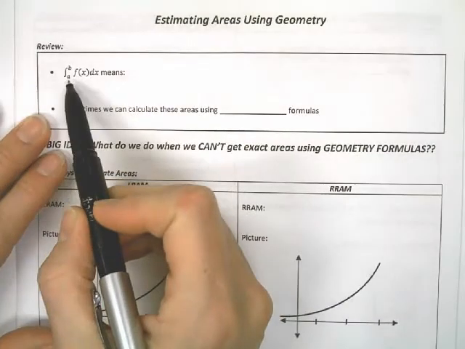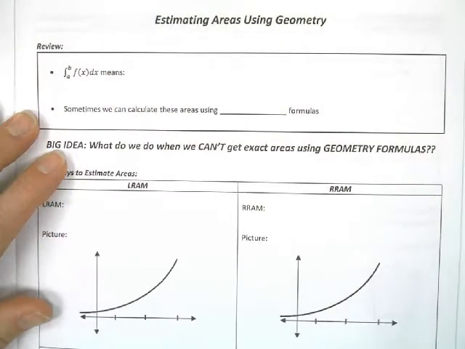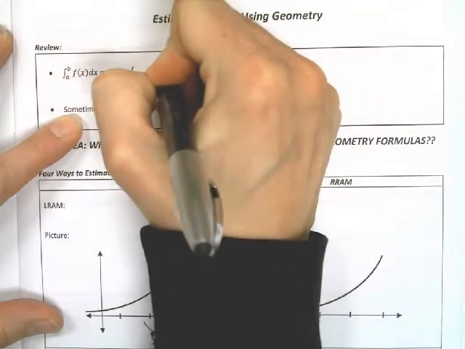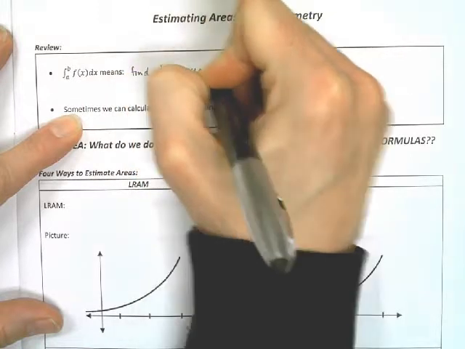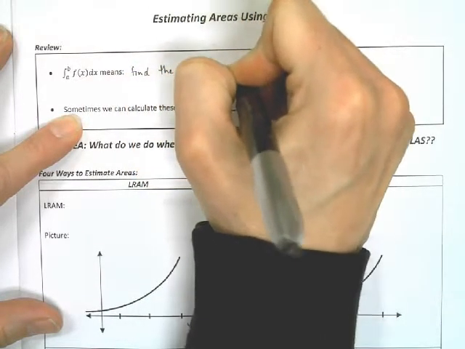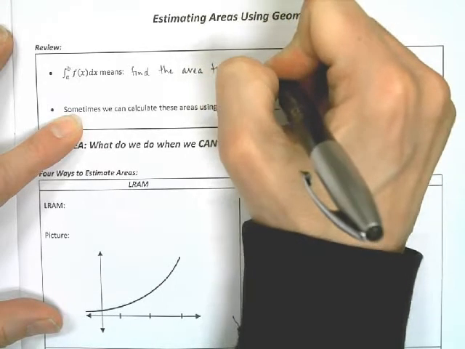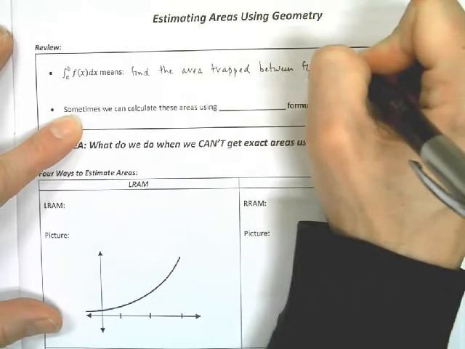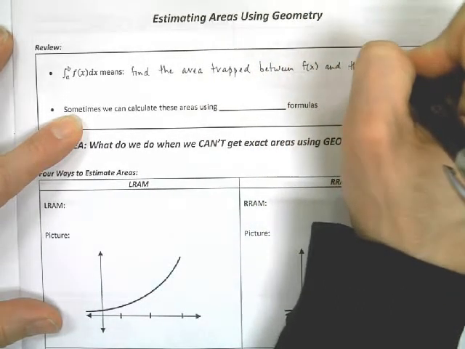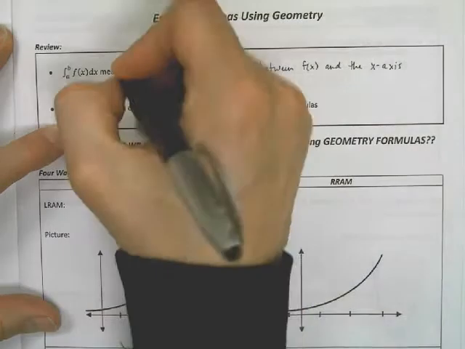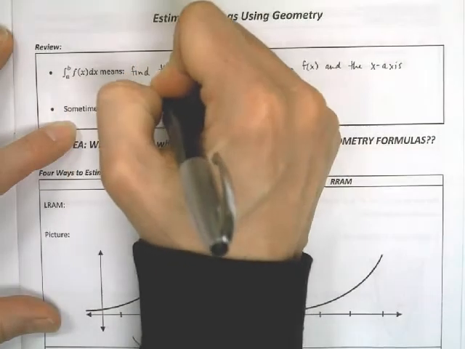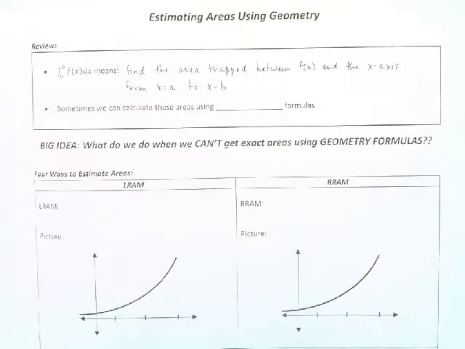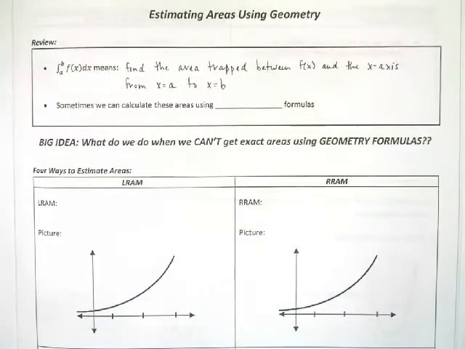We have this integral from a to b of f of x dx, and that just means to find the area trapped between the function and the x-axis from x equals a to x equals b. Okay, so that's what we've been doing the last several days, using a variety of methods.